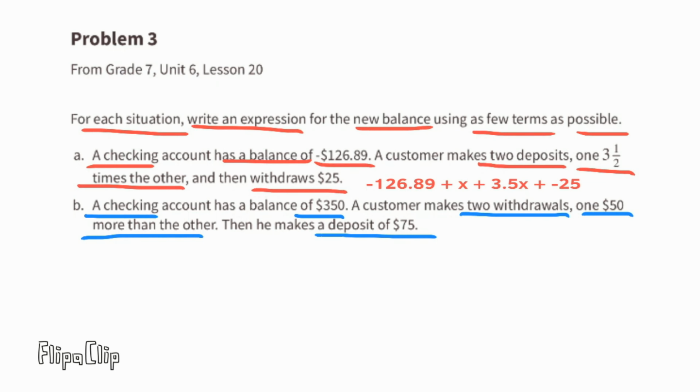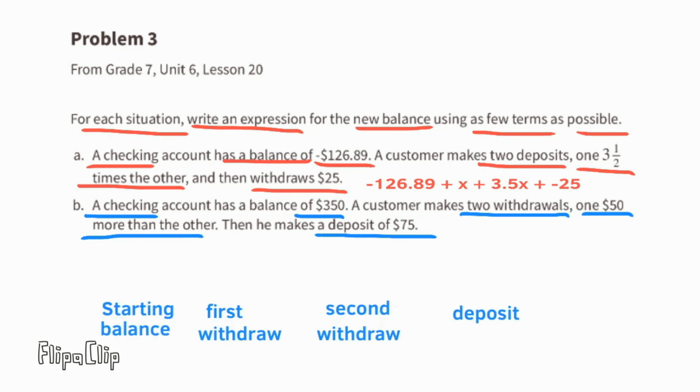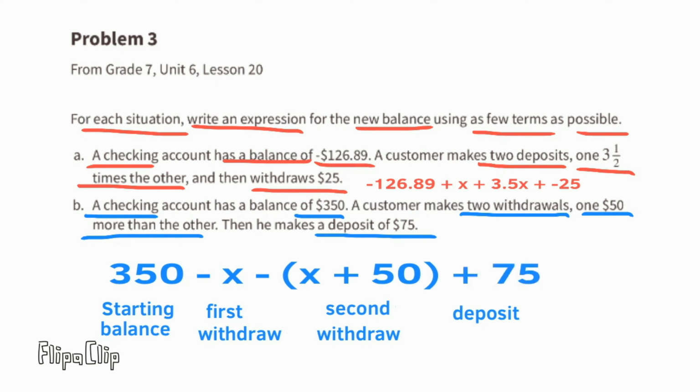B. A checking account has a balance of $350. A customer makes 2 withdrawals, one $50 more than the other. Then he makes a deposit of $75. The starting balance is $350. The first withdrawal is minus X. The second withdrawal is minus X plus 50. And then finally, the deposit is plus 75.